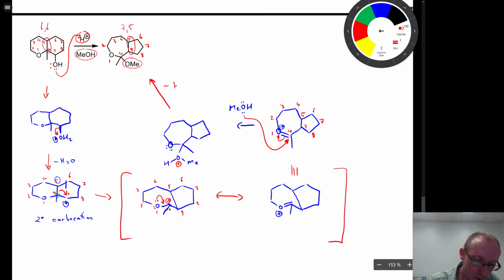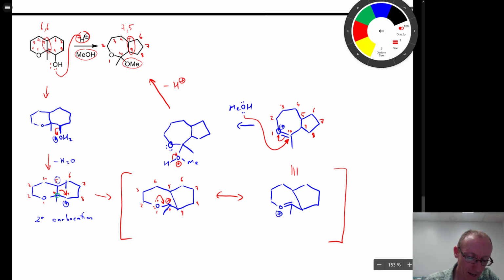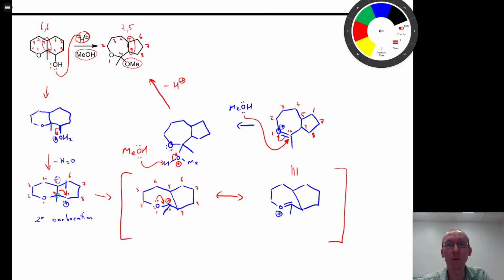And you can either just draw -H+, and most lecturers and professors are going to be happy with that, or if you really need to show every curly arrow, then you can show that bond breaking. And normally for proton transfers, that's being transferred to something. So for example, it could be the conjugate base associated with the acid that we used, or it could be pretty much anything with a lone pair of electrons. This is a high energy species, so just having a transfer to methanol, that could be one way of showing it. The important thing is that we need to lose a proton to get to the final product.